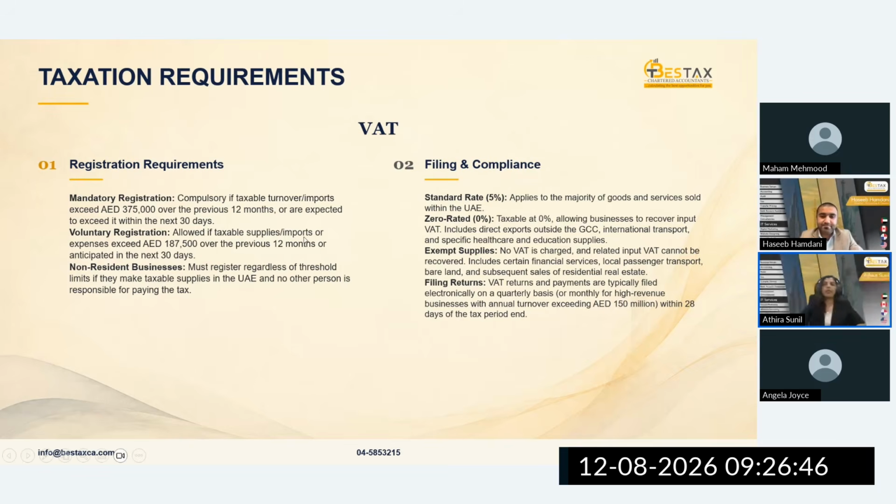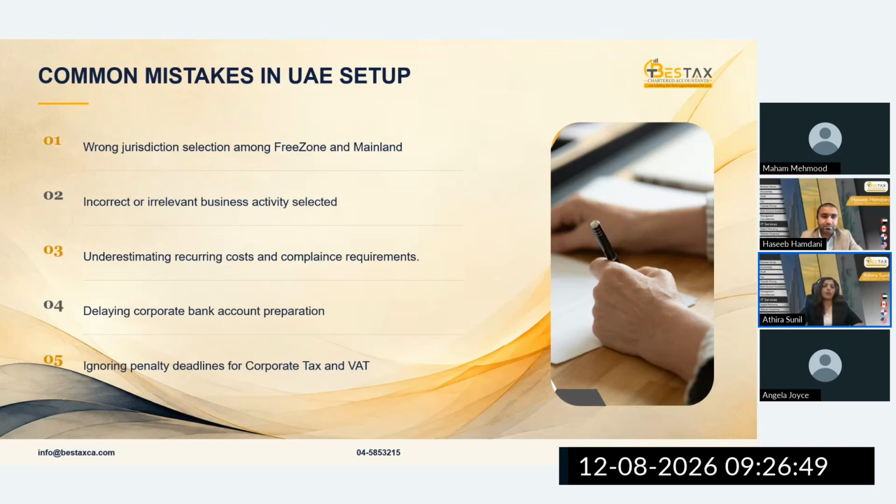I'll just quickly move to the common mistakes. Since we are in this industry for more than 10 to 12 years, we can see what are the common mistakes from foreign owners, or even from the local owners when they're trying to set up the company or doing the compliance. So first thing is selection of wrong jurisdiction. Mostly what will happen is people will think, okay, my friend has a mainland company, so I will just go with mainland. But you're not checking the activity, whether you need a mandatory mainland company.